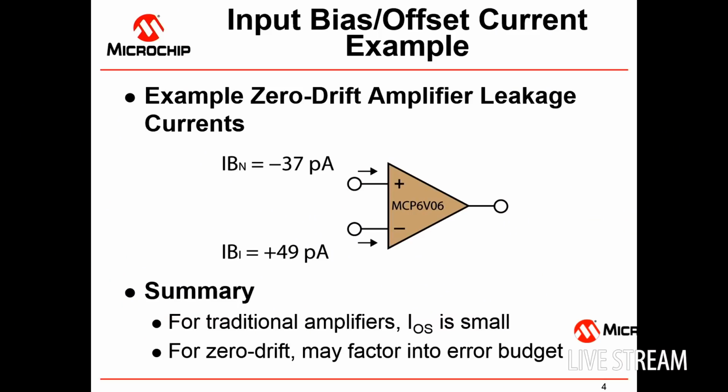But again, the offset current is the difference of the two. In this example for the zero drift amplifiers, if you combine those, you end up with about 86 picoamps. So based on the nature of the two individual input bias currents, the input bias current is fairly small compared to a regular amplifier, but the offset is rather large compared to a standard linear amplifier. Usually on a standard linear amplifier you would expect almost the other way around.